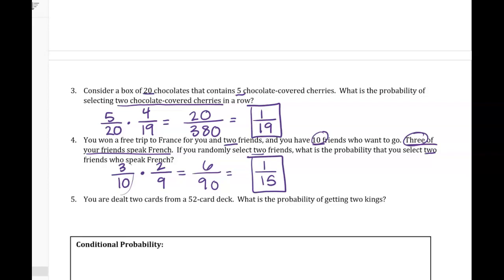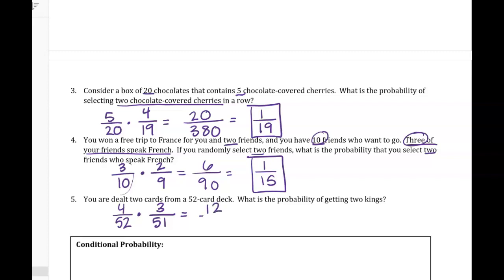You are dealt 2 cards from a 52-card deck. What's the probability of getting 2 kings? So the probability of the first king, well, there's 4 out of 52 in a deck. For the second king, well, you chose a king, right? So how many are left? 3. You had 52 cards and you chose one, so now there's only 51.